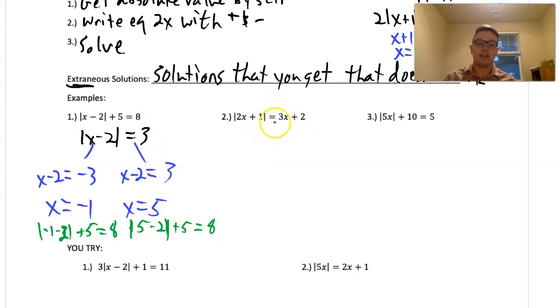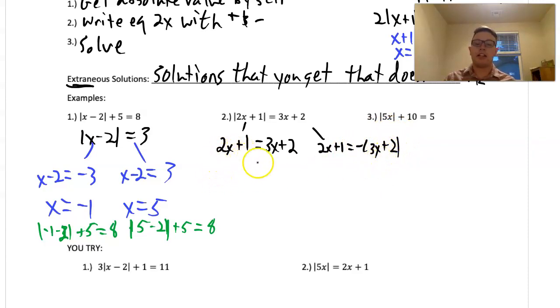What about this one? So for this one, the absolute value is already by itself. We're good to go. So we're going to split this up into 2. We'd get 2x plus 1 is equal to 3x plus 2. And we'd get another one that says 2x plus 1 is equal to negative 3x plus 2. So the negative is going to have to go to everything. Let's solve these one at a time. For this one, we're going to need to get the 2x over to the other side. So this will be 1 is equal to x plus 2, or x is equal to minus 1.